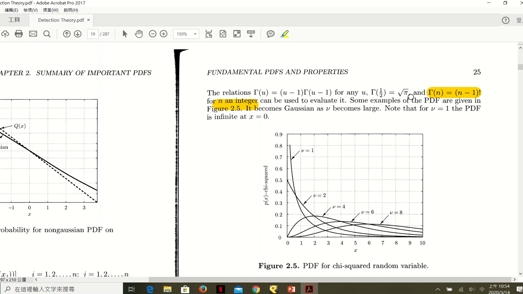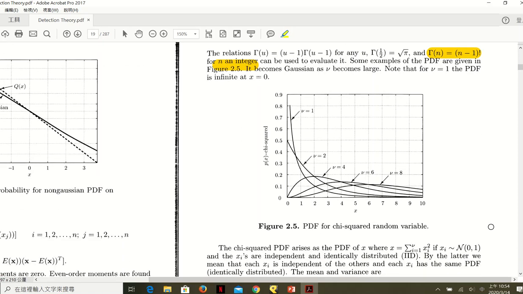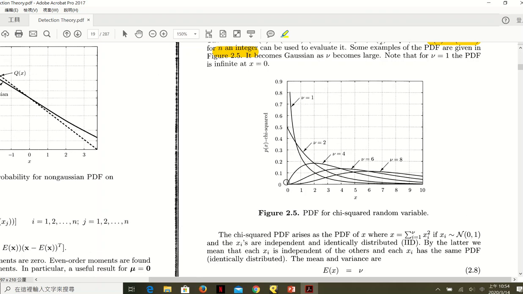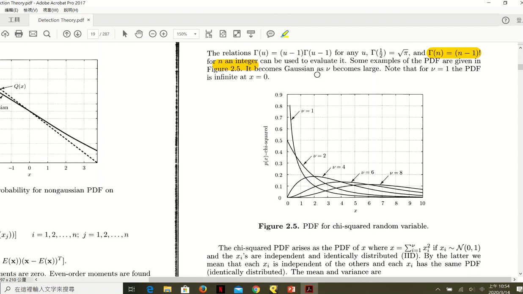Let's take another look. You can see that for v equal to 1, we have this; v equal to 2, we have this; v equal to 4, 6, 8, and so on. When v gets larger, it becomes more and more like a Gaussian distribution.